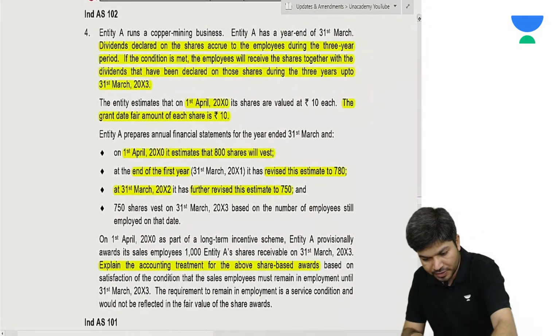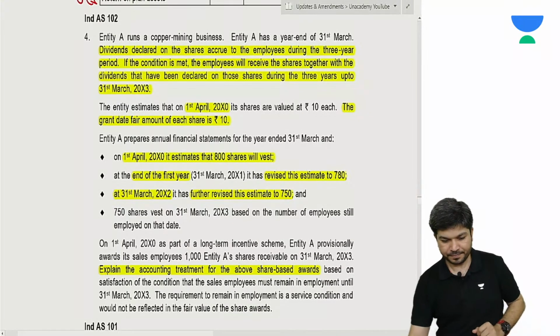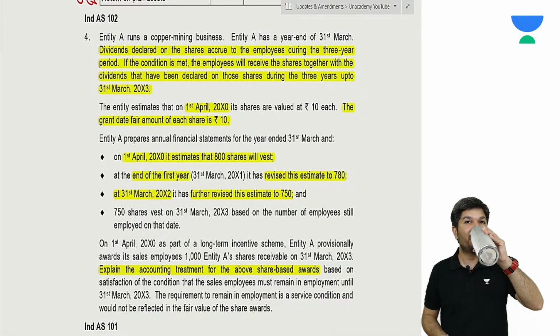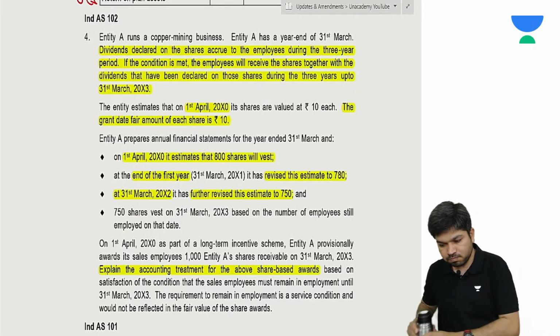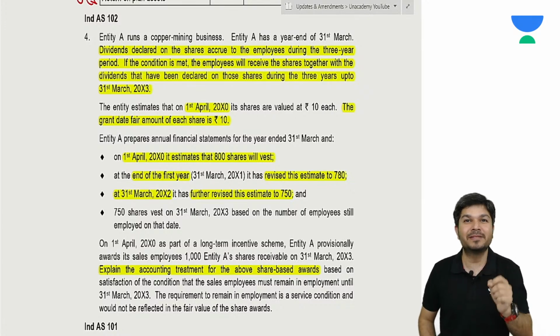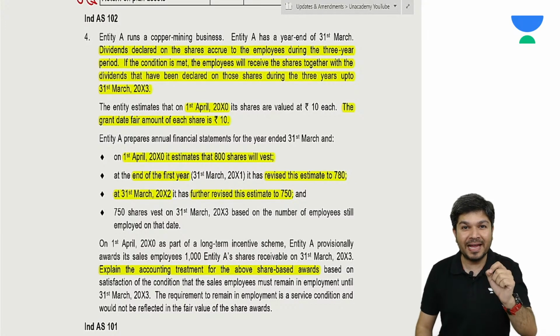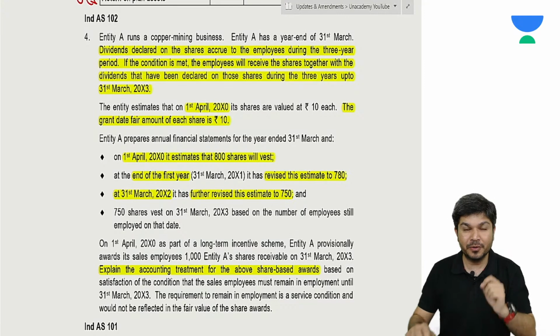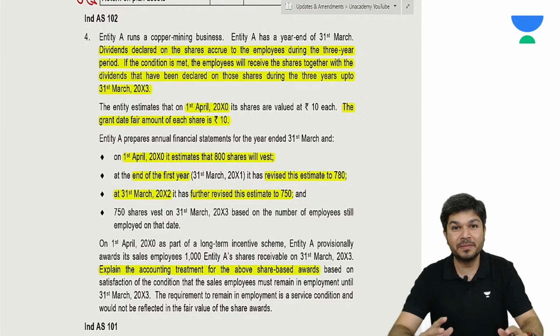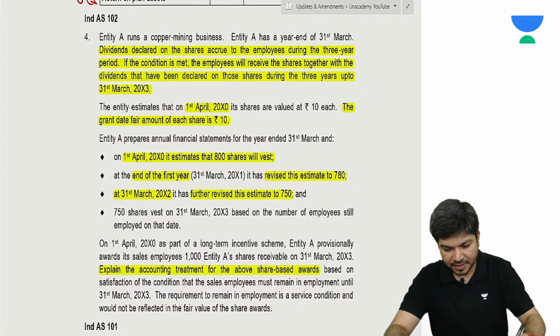Now going to question number 4. Okay, question number 4. It's again a very simple question, but they've given you one extra line just to confuse you. Okay, the company has come out with some ESOPs. The entity has year ended on 31st March.